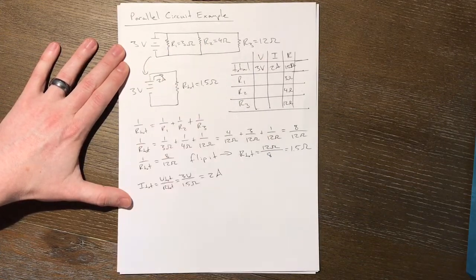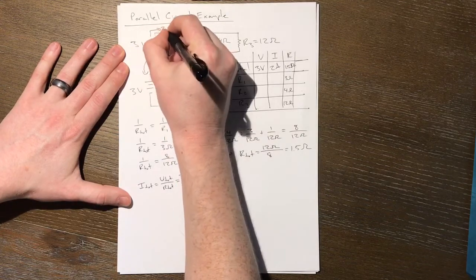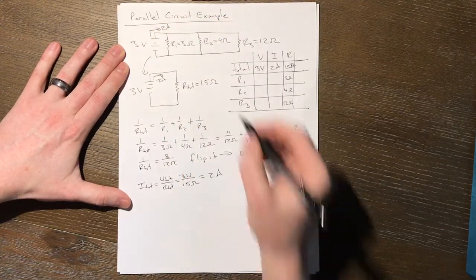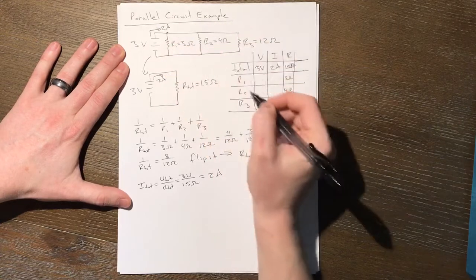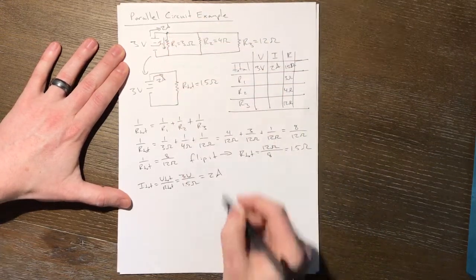But let's look back up at our picture with all of our components. 2 amps flows out, but then it gets right here. And some of it's going to go down this way. That'll be what we call I1.